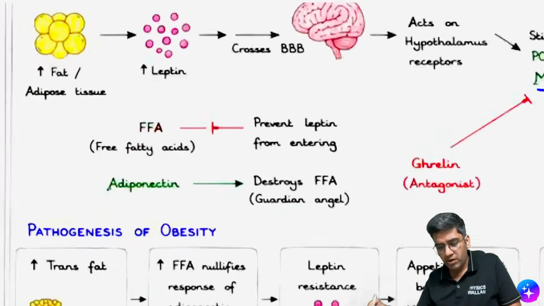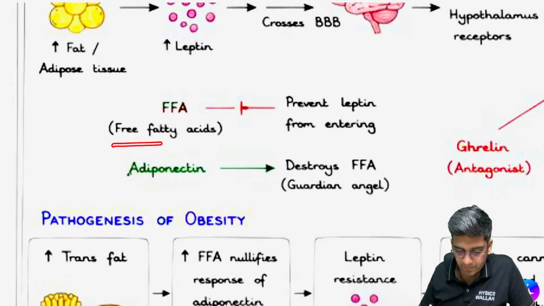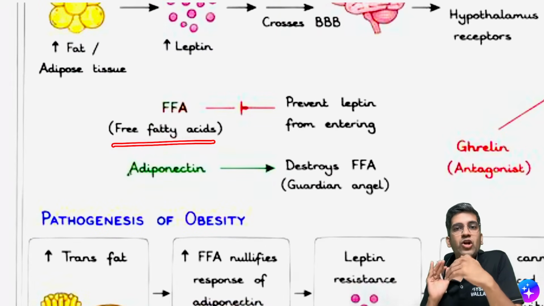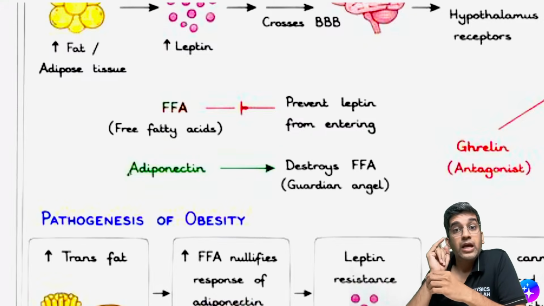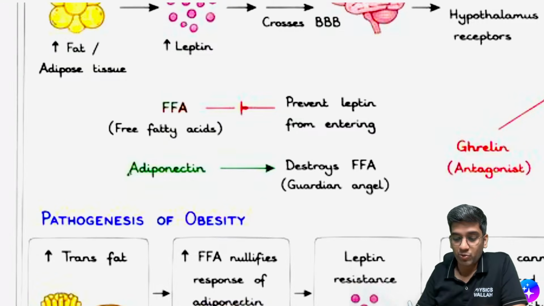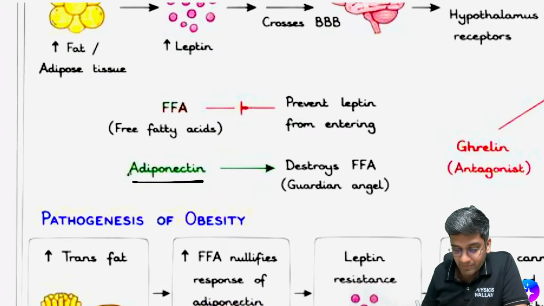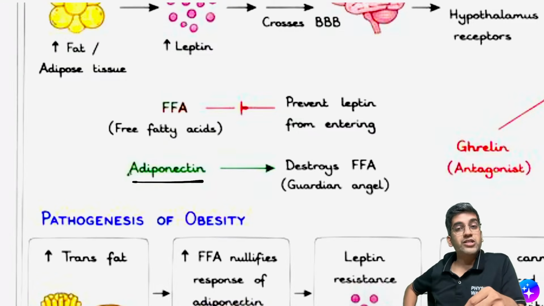So the biggest problem here is this guy. Free fatty acid will not let leptin cross the blood-brain barrier. That's the first important thing. But I have a protective mechanism for that also in the body. The same fat produces something called adiponectin. That's called a guardian angel.